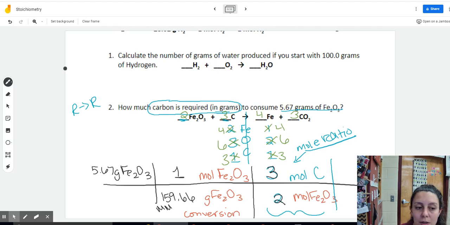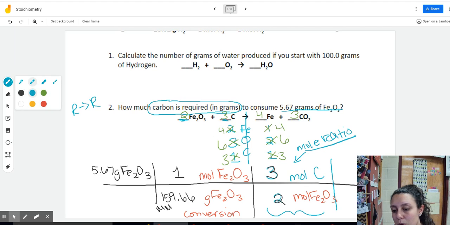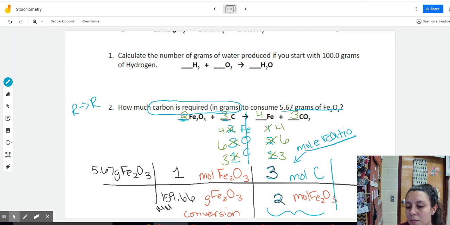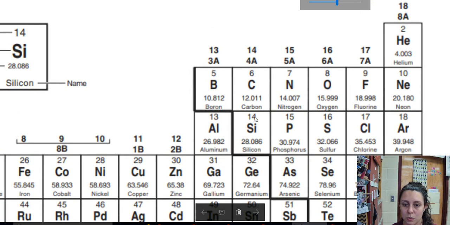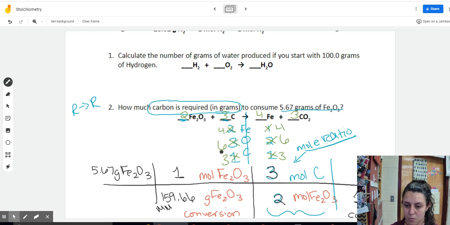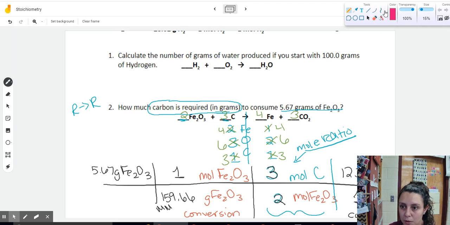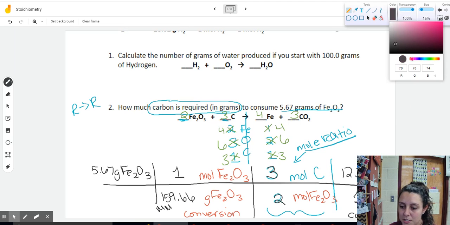Okay, so now I'm going to go ahead and bring my words down to the right one more time. And I'm going to be converting into grams of carbon. So remember, this step is your conversion again. Okay, where we have a 1 mole of carbon, and we go look up what its molar mass is on the periodic table. So carbon is right here, 12.011. Okay, and then to finish this off, we have, let me change my color, there we go.